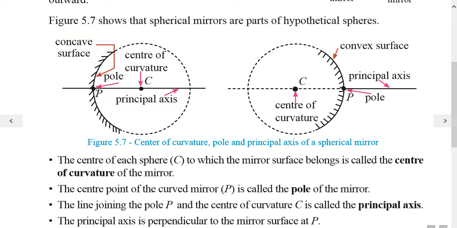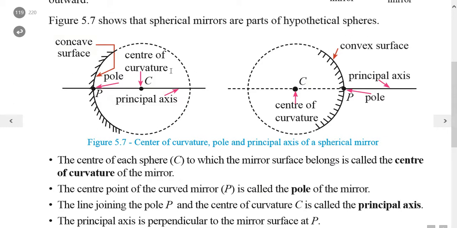Then this is the pole. Pole means the center point, midpoint. The center point of this concave surface is the pole of the concave mirror, symbolized as P. Then the other one, the line joining this P and C, the line joining P and C, is known as the principal axis.